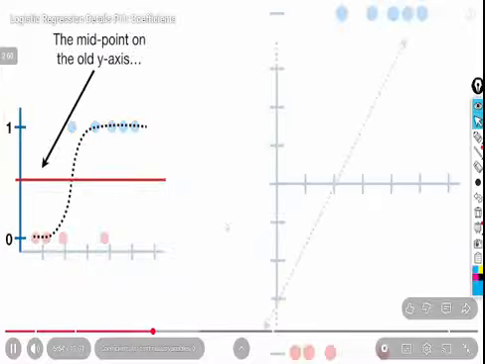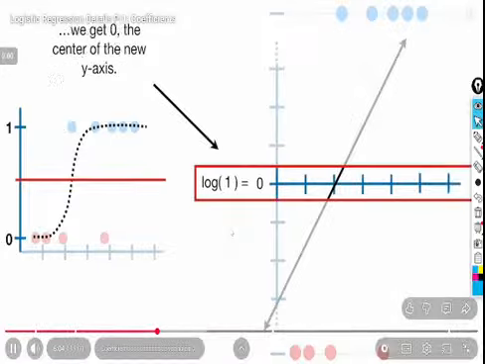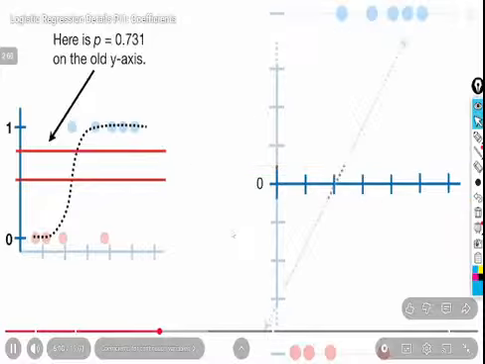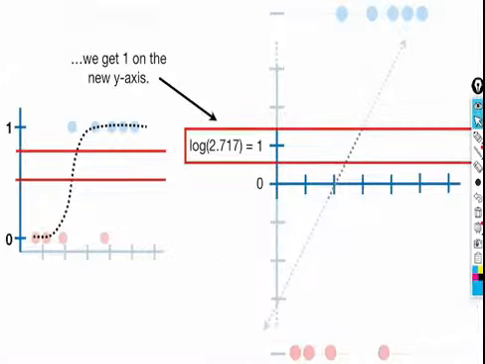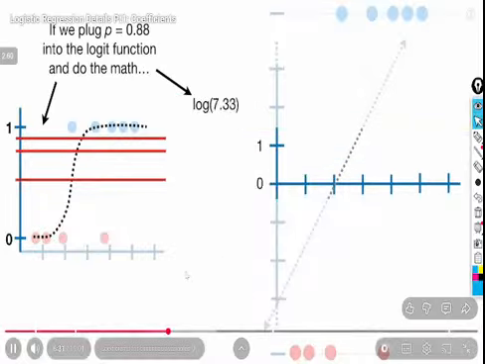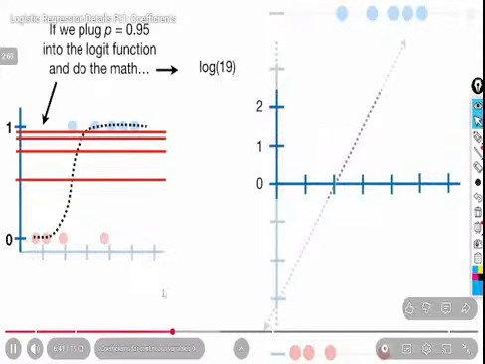The midpoint on the old y-axis corresponds to p equals 0.5. And when we plug p equals 0.5 into the logit formula and do the math, we get 0, the center of the new y-axis. Here is p equals 0.731 on the old y-axis. If we plug p equals 0.731 into the logit function and do the math, we get 1 on the new y-axis. If we plug p equals 0.88 into the logit function and do the math, we get 2 on the new y-axis. If we plug p equals 0.95 into the logit function and do the math, we get 3 on the new y-axis.